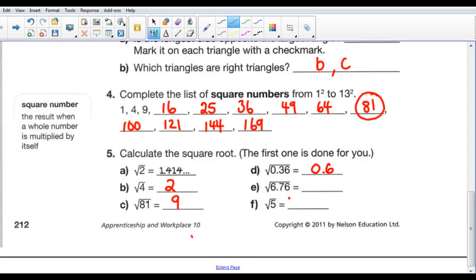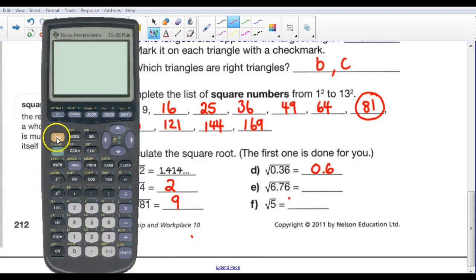Okay, 6.76 the square root. Well, just take your calculator, find the square root function on your particular calculator, whichever one you have. I don't know what kind you have, and just put in 6.76 and hit enter equals, and you get 2.6.